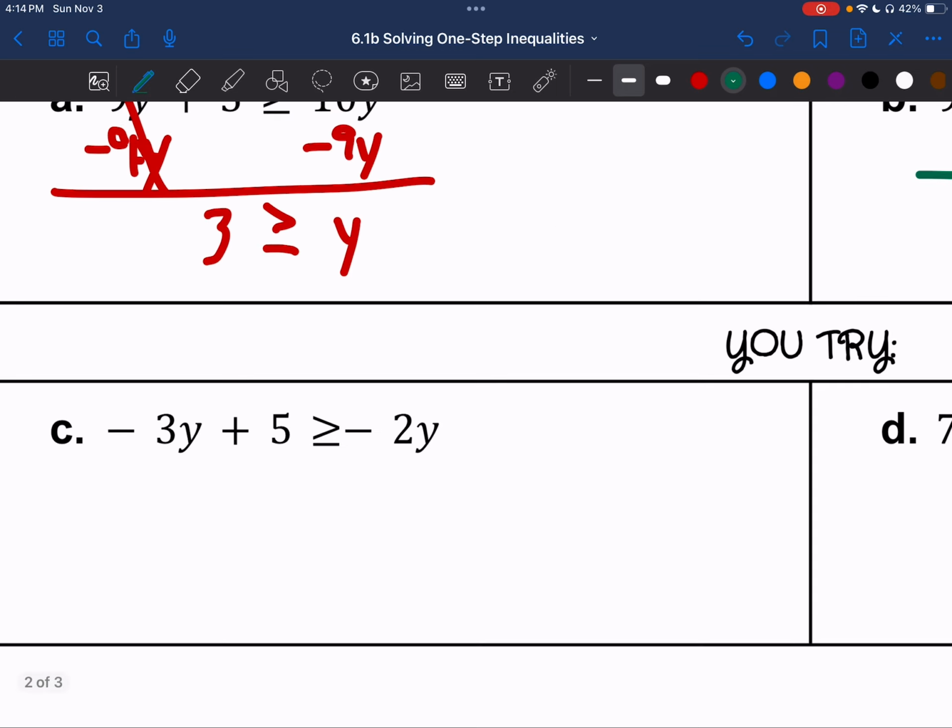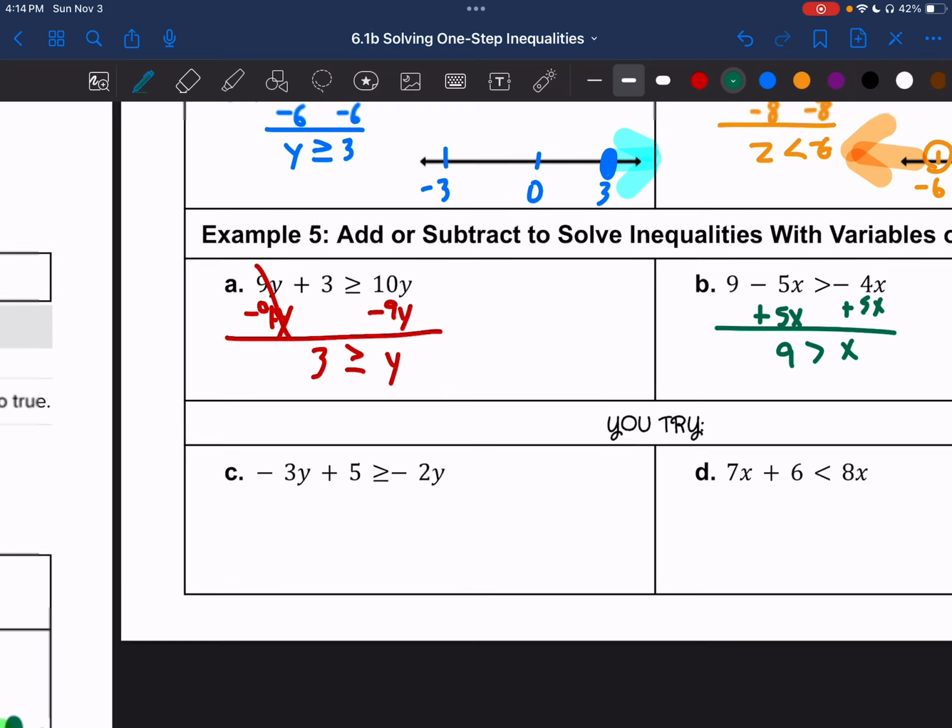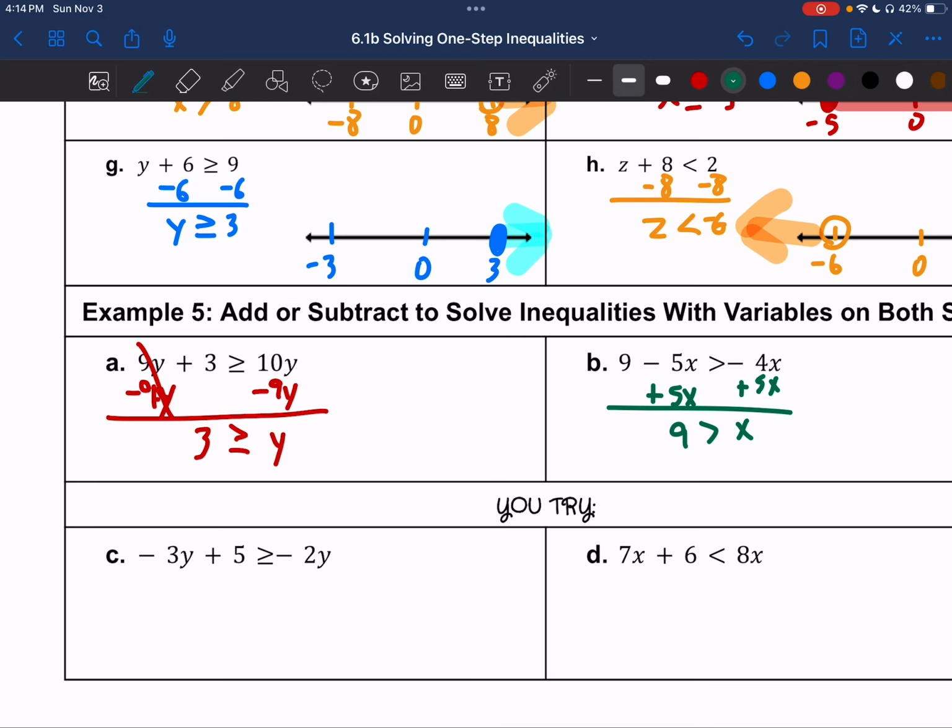Examples C and D are you-try problems. Do those on your own and then come and check your work against mine.